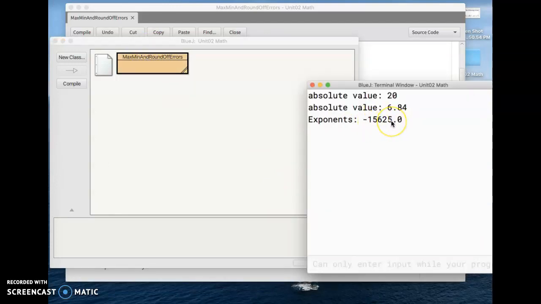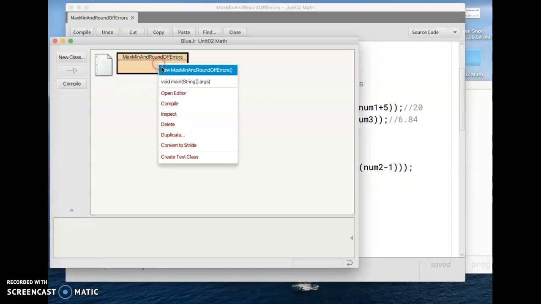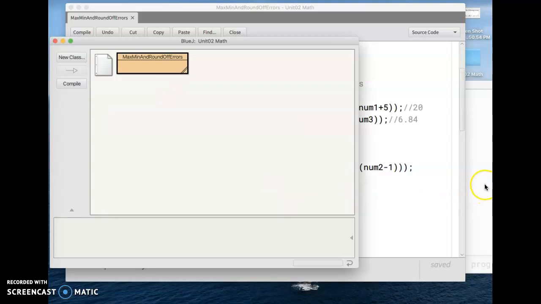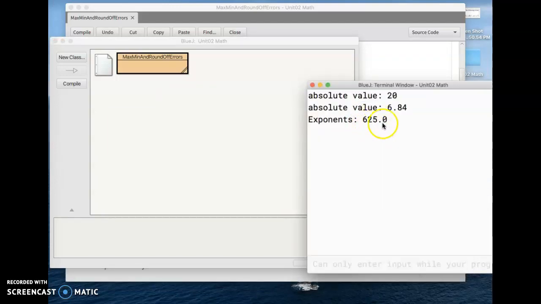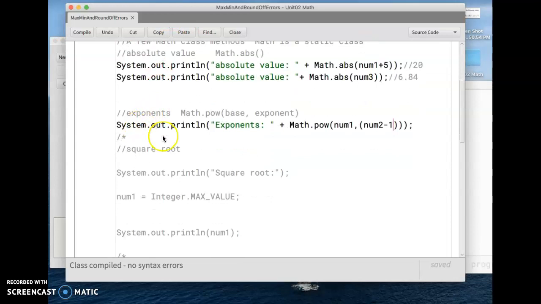All right, and so then it's a negative 25 to the third power. If I did keep that -1 here, it would be positive because, we know how to do math here. So 625. Now notice the result is always a decimal. It does return a double always. It's important to remember those things as we go.